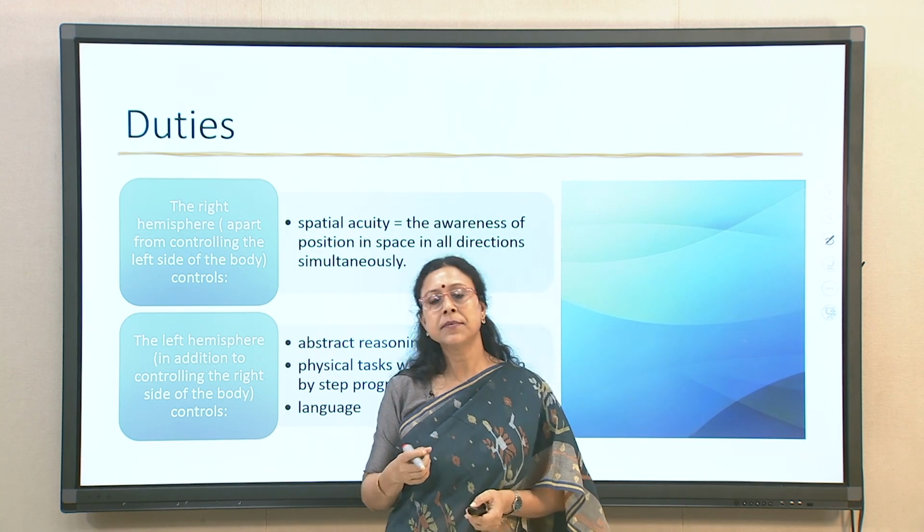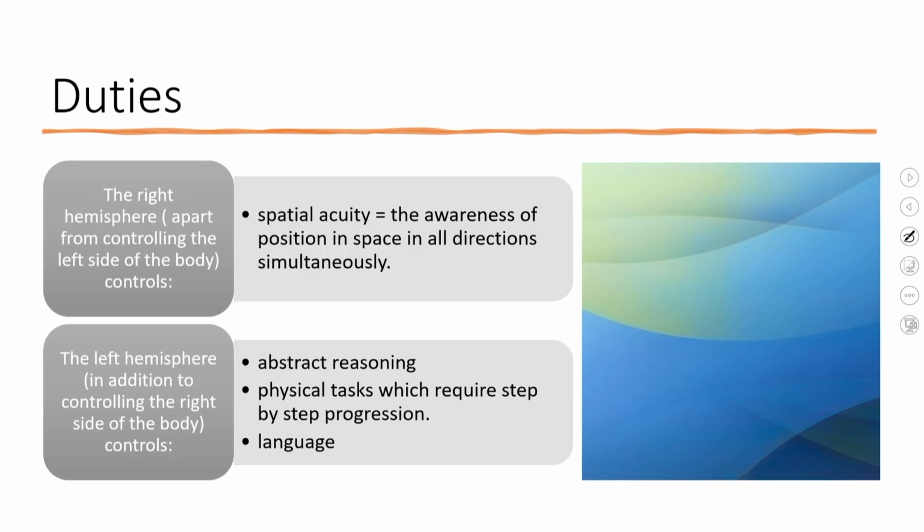Now, in terms of duties, what do the hemispheres do? The right hemisphere, of course, controls the left part of the body, but otherwise there are many functions, any textbook will tell you this. Roughly, most importantly for our purposes, the right hemisphere looks at spatial acuity, the awareness of position in space in all directions simultaneously.